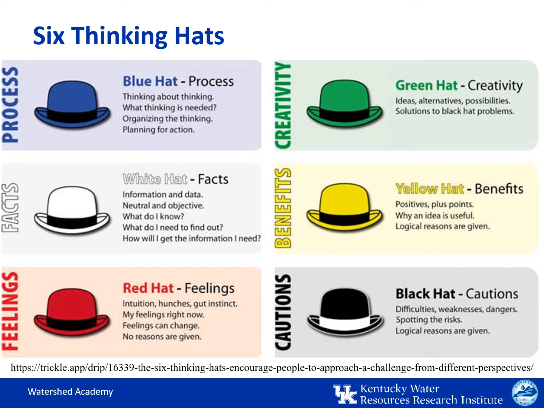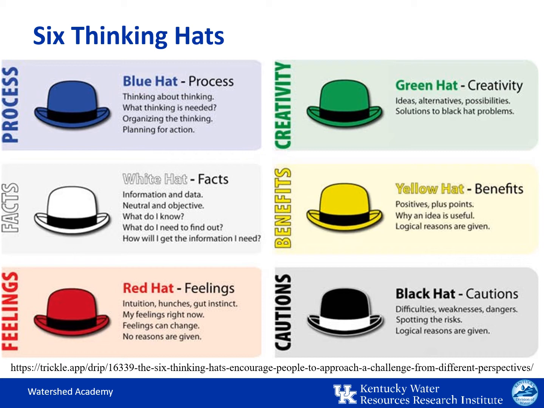Yellow hat is looking at benefits. What are the positives? Why is the idea useful? So this person is always going to be seeing all the good aspects. And the black hat is going to be cautions. So difficulties, weaknesses, dangers, risks. Why this isn't going to work out.